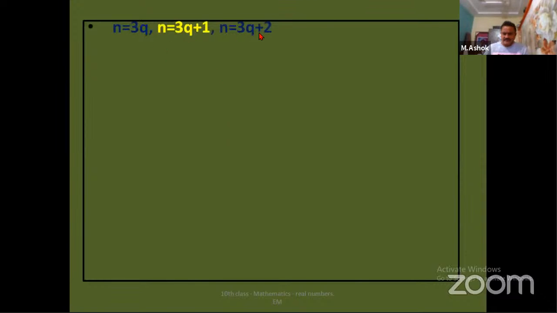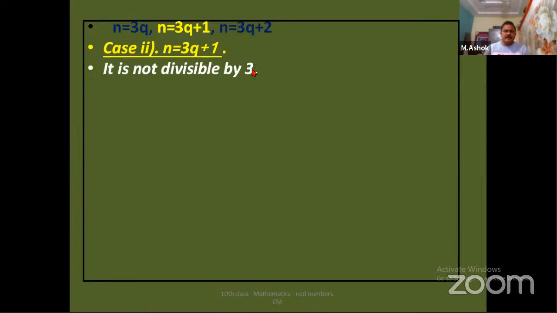So there are 3 conditions. Just now we have proved n is equal to 3q. Now take case 2, n is equal to 3q plus 1. So come on, tell me whether it is divisible by 3. No. Why? Here the plus 1 means the remainder is 1. It is not divisible by 3. What is the next condition?